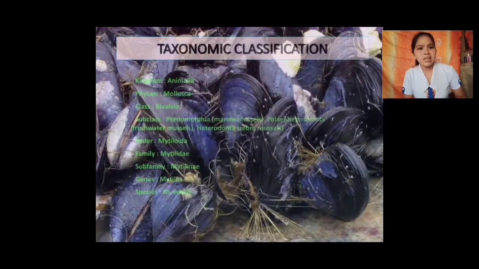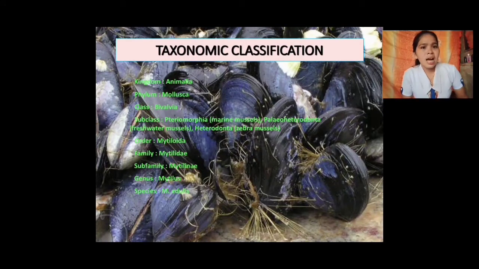Next is the taxonomic classification. Kingdom Animalia, phylum Mollusca, class Bivalvia, subclass Pteriomorphia or marine mussels, Paleoheterodonta freshwater mussels, and Heterodonta zebra mussels. Order Mytiloida, family Mytilidae, subfamily Mytilinae, genus Mytilus, species Mytilus edulis.